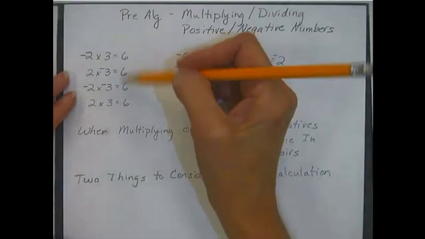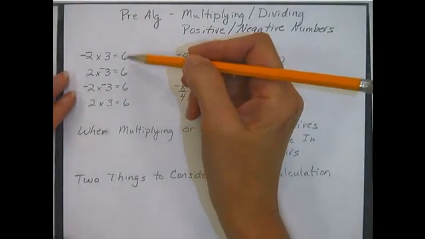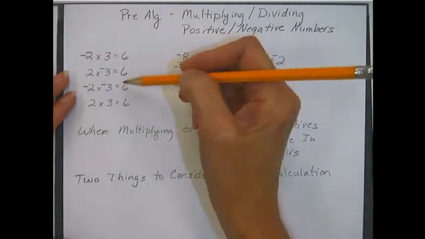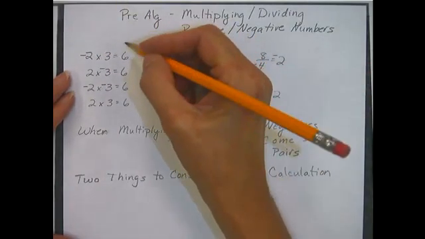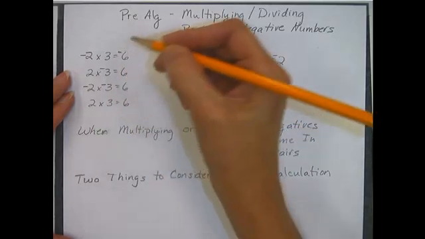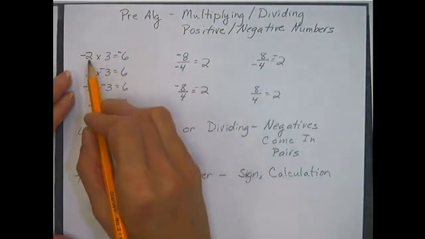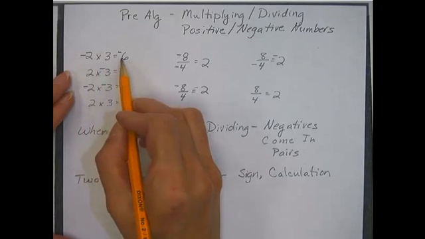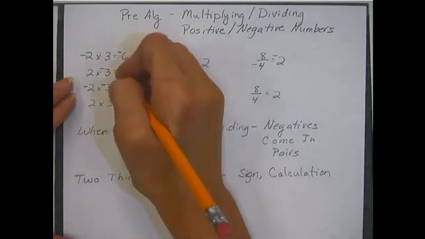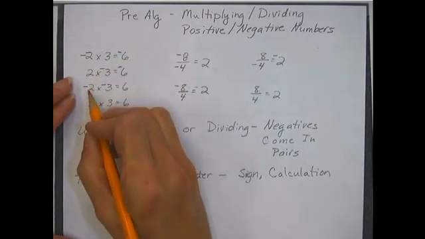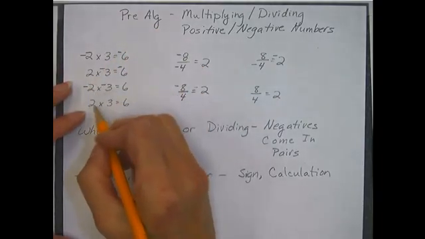What I've done here in the left column is I have written the same fact 4 different times and just kind of placed my negatives in here accordingly. But I want all of us to take a look at this a little more closely as to what happens when we are looking at our negatives. Negative 2 times 3 is going to be negative 6. 2 times negative 3 is also negative 6. And negative 2 times negative 3 is 6, and 2 times 3 is 6.